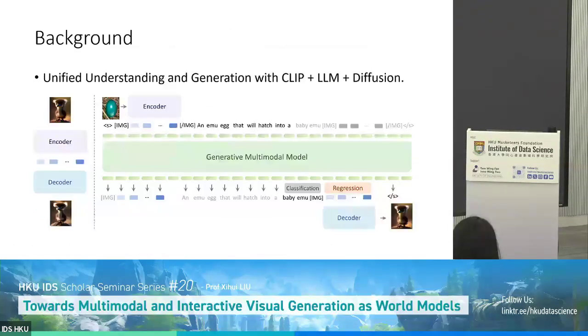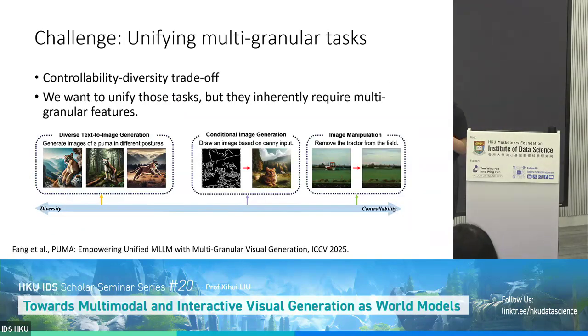For example, in the traditional framework, there is a feature space passing from the multimodal large language model to the diffusion model. If we choose a very fine-grained feature, then it is beneficial to image editing because it has high controllability on what we are going to generate, but it doesn't help with diverse text-to-image generation. On the other hand, if we select very semantic and high-level features, it will achieve very good results in text-to-image generation, while image editing will suffer a lot.